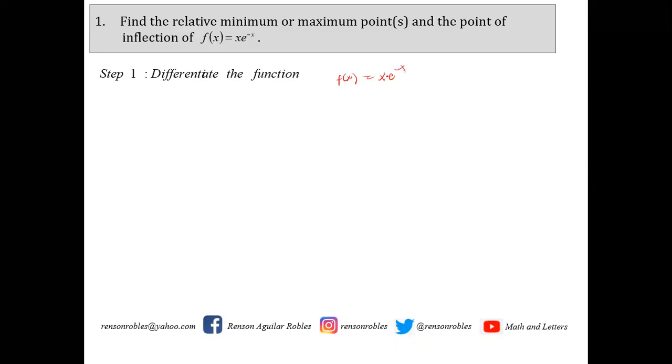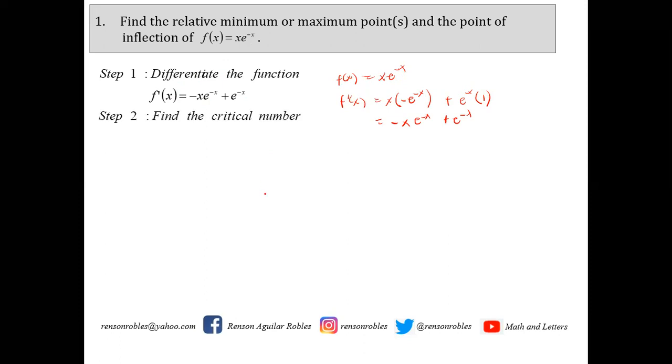By applying the product rule, f prime of x equals x times the derivative of e to the negative x, which is negative e to the negative x, plus e to the negative x times the derivative of x, which is 1. So we shall simply have negative x e to the negative x plus e to the negative x. So this is our f prime of x. And then the next step is to find the critical number, which is obtained whenever you let f prime of x equal 0.